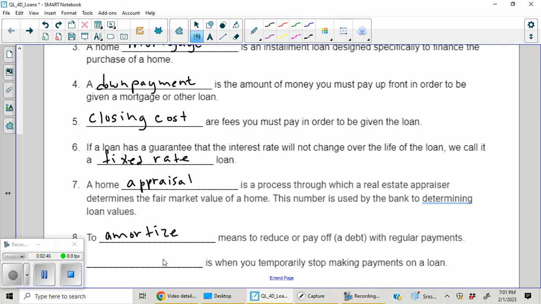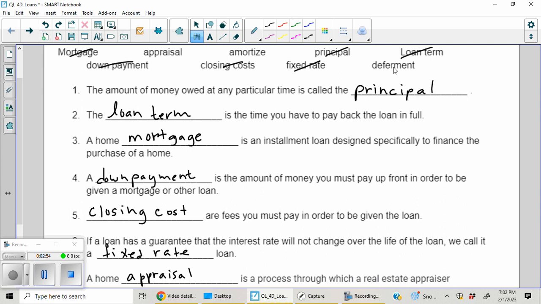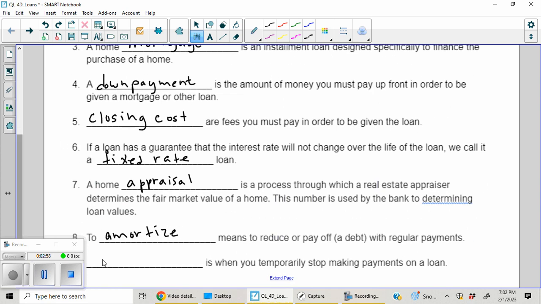Another version of mortgage. Blank is when you temporarily stop making payments on a loan. Notice deferment is that other word we have left. And so oftentimes we'll see this if there's a financial crisis, there may be deferment. Like if someone loses their job, sometimes you can get deferment.